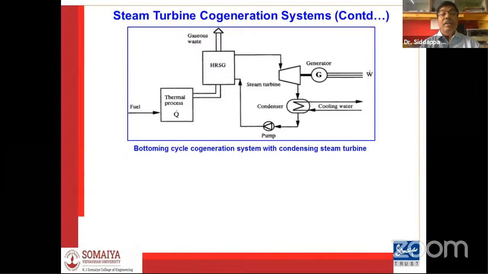And then the exhaust coming out from that will be used in the heat recovery steam generator system. That means it is one kind of heat exchanger, because generally the boiler is also a heat exchanger.